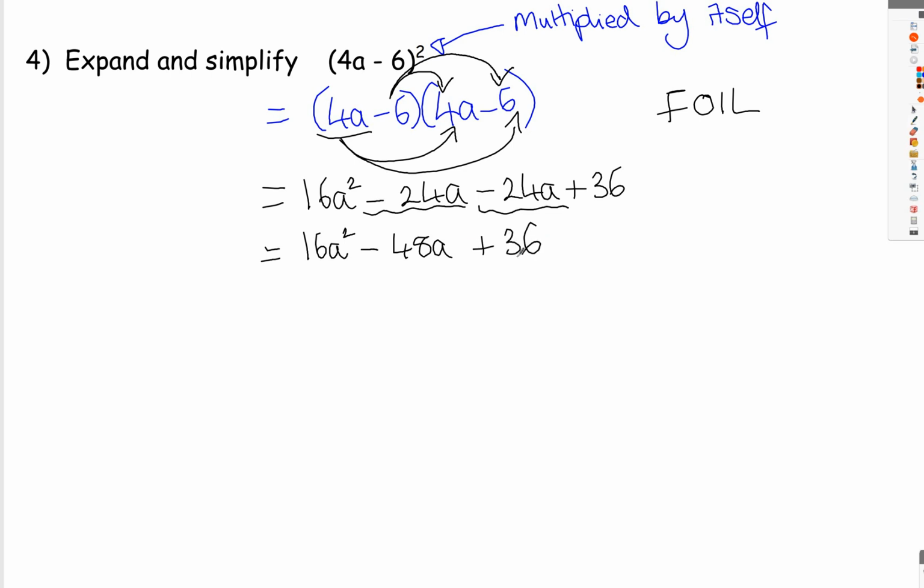Okay, so just take your time, and you either work through FOIL or this approach where you do 4a times 4a, 4a times minus 6, minus 6 times 4a, minus 6 times minus 6. Both methods are exactly the same, it's just here you have got an acronym to follow.